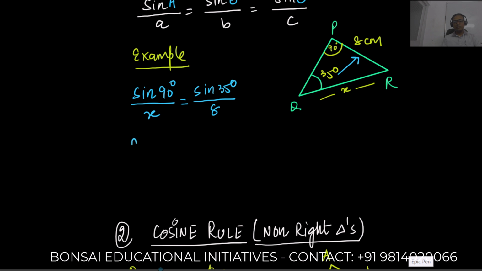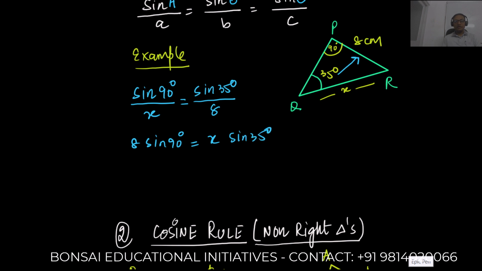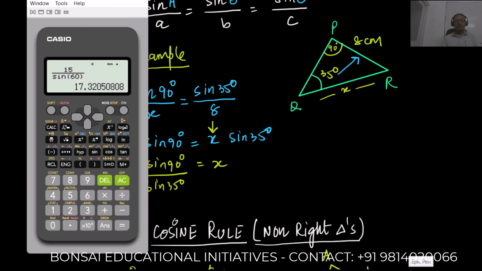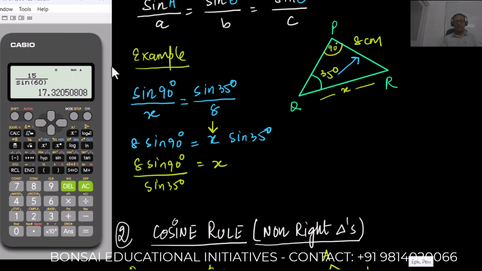So 8 times sine 90 equals x times sine 35. We need to find x. Hence x can be written as 8 times sine 90 over sine 35. If you put this calculation in the calculator, you are going to get the exact answer. Let us solve this problem. I'm just recapitulating because I have made a separate video on the sine rule, and if you have seen that video, you can skip this. Otherwise, this is only a revision.